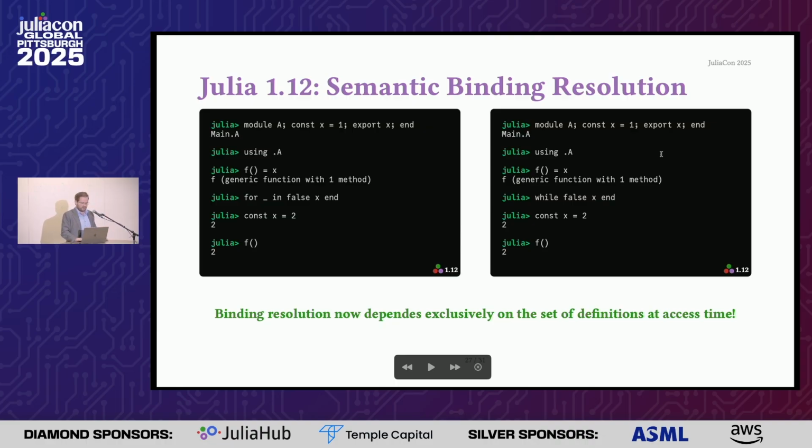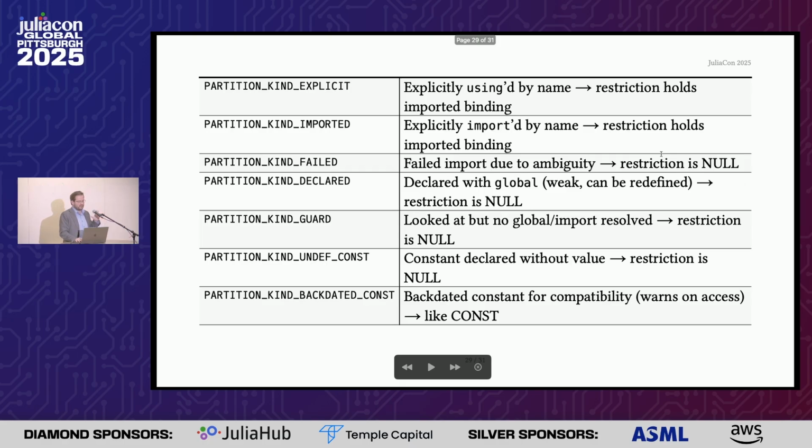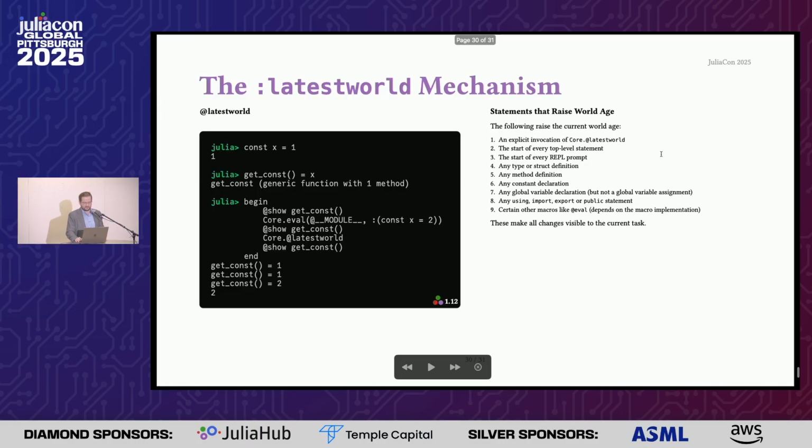Okay, I'm running out of time, but there's the whole list of things. I think we talked about each of these. Const import is a little bit weird. Undef const is a little bit weird. Backdated const is there only for compatibility and might be removed in 1.13. If you're interested about this, you can look in the source code, which has documentation on this. But I think we walked through the rest of these. So this is just here for completeness.